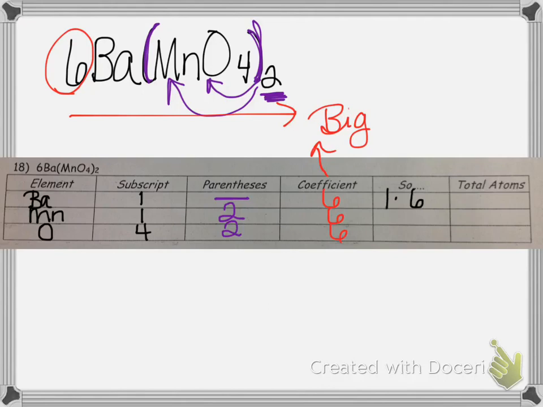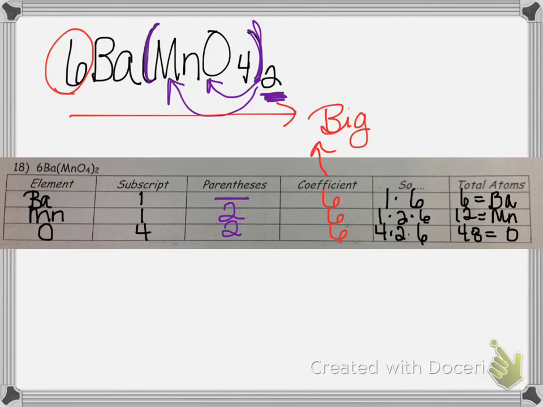So for barium, 1 times 6 equals 6. So we got 6 barium atoms. Next, 1 times 2 times 6 gives us 12 Mn. Then we've got 4 times 2 times 6. 4 times 2 is 8, and 8 times 6 is 48. So 48 oxygen.